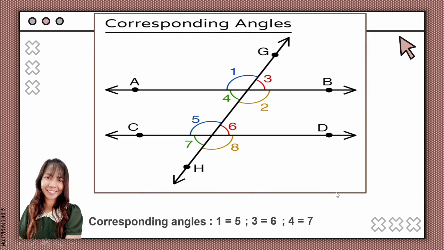And there's another pair of corresponding angles: angle 2 and angle 8. Angle 2 and angle 8. So this is the example of corresponding angles.